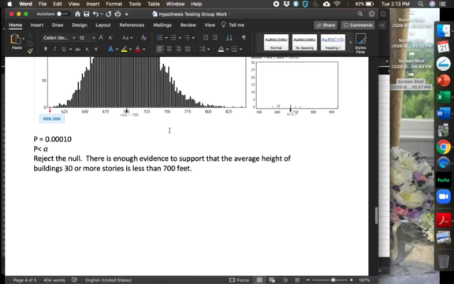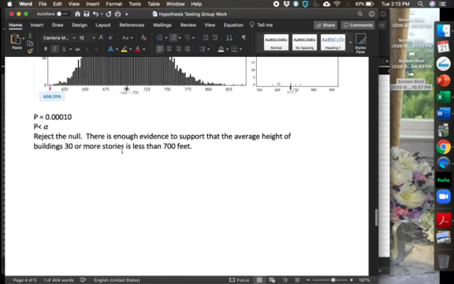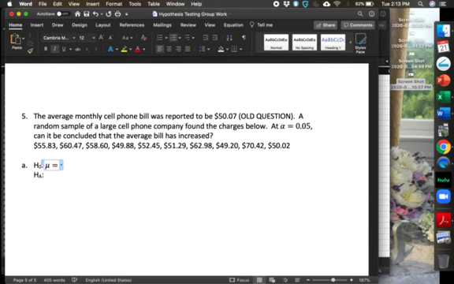So we're dealing with average again, so we're dealing with mu. The null is always the statement of equality, so I'm saying that this was equal to $50.07. What is my question here, my alternative? I'm asking you, has the bill increased? So I'm asking you if mu is now greater than $50.07. This is right-tailed. This is a greater than statement.